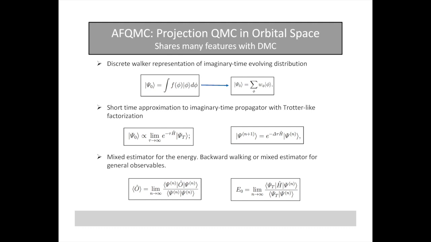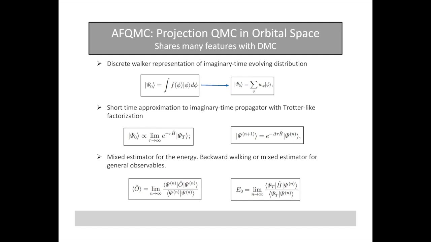And we're going to use exactly the same idea as DMC, where we break up this propagator, which converges in the infinite imaginary time limit. We're going to choose some large enough number, break that number into small pieces, and iteratively apply this propagator to some state. And when we do it enough times, we're going to be able to sample the ground state identically to DMC.